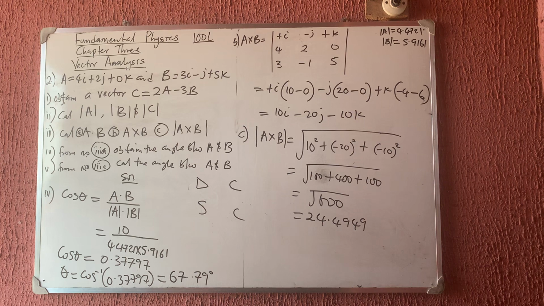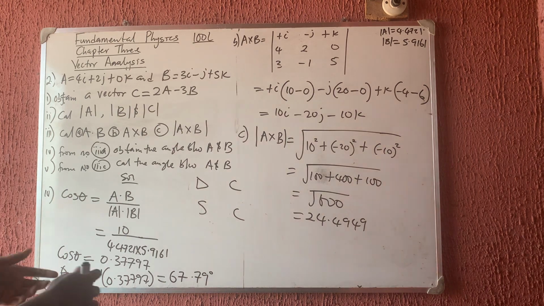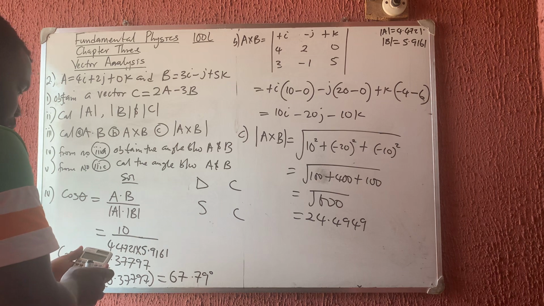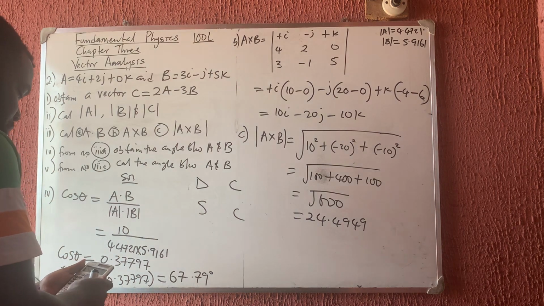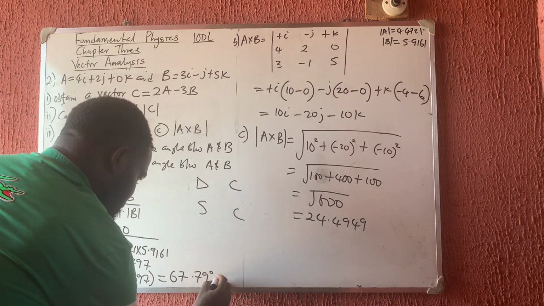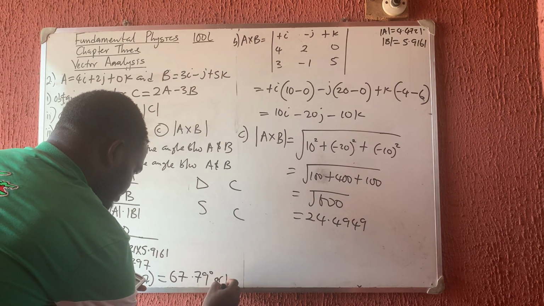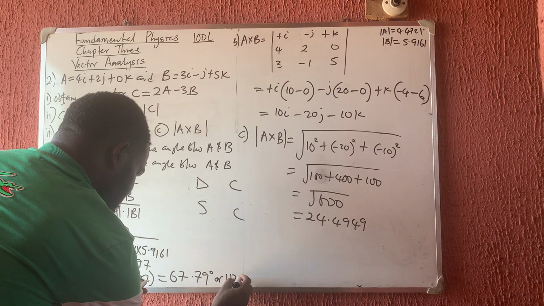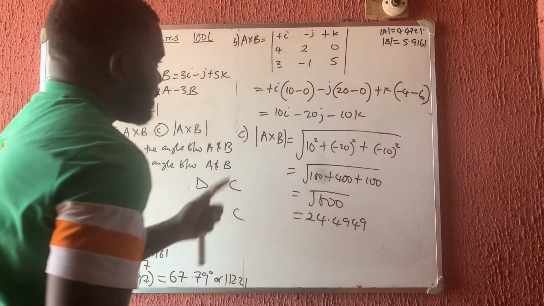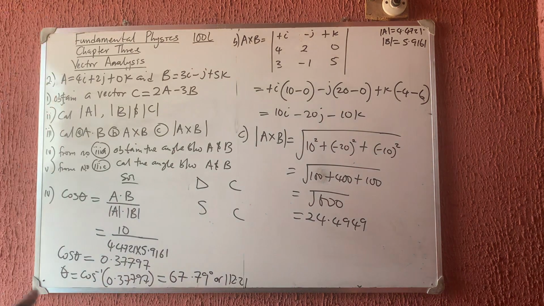All right, so now let us use the cross product to get the same answer. Now don't forget that the angle between two vectors can be two. The first one is this, and the second one will be 180 minus the answer you got. So 180 minus this, you have 112.21 approximately.